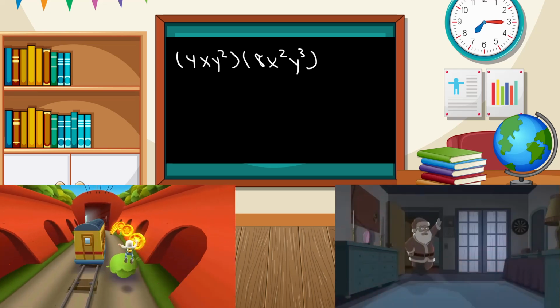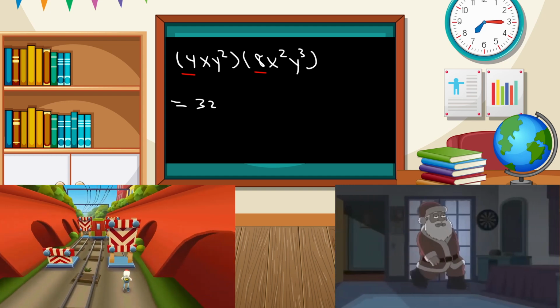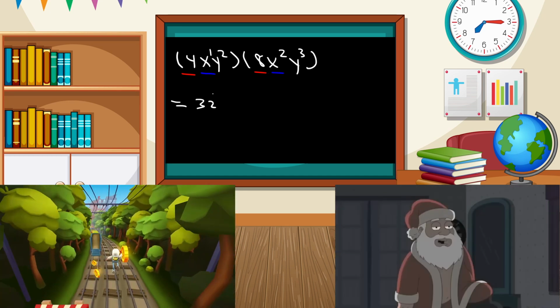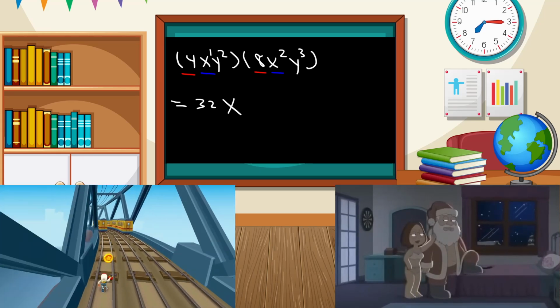Now just like before, we're going to multiply the coefficients together. So this is going to be 8 times 4, which is 32. Next, we're going to multiply like variables together. So we have x times x squared. If you don't see an exponent, it's a 1. So all you need to do is add the exponents. 1 plus 2 is 3, so we're going to have x cubed.